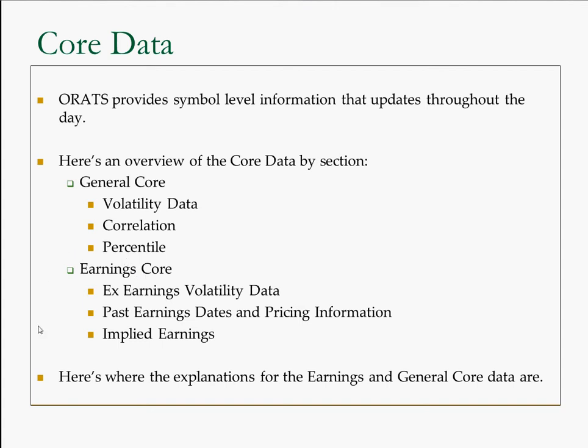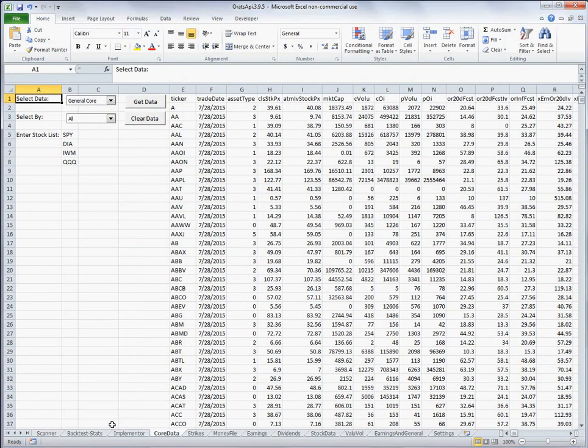So let's take a look at the actual Excel. Here's the Excel, here's the core data tab. Right now we have ticker information for all tickers. You could select just a list or all stocks on the general core. So let's go through that, and then I'll also show you where the definitions are in the sheet, for the earnings and the general.